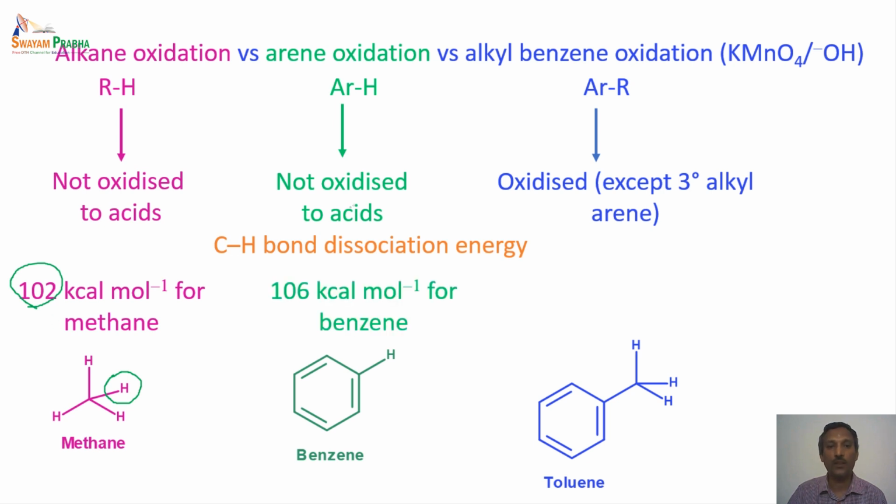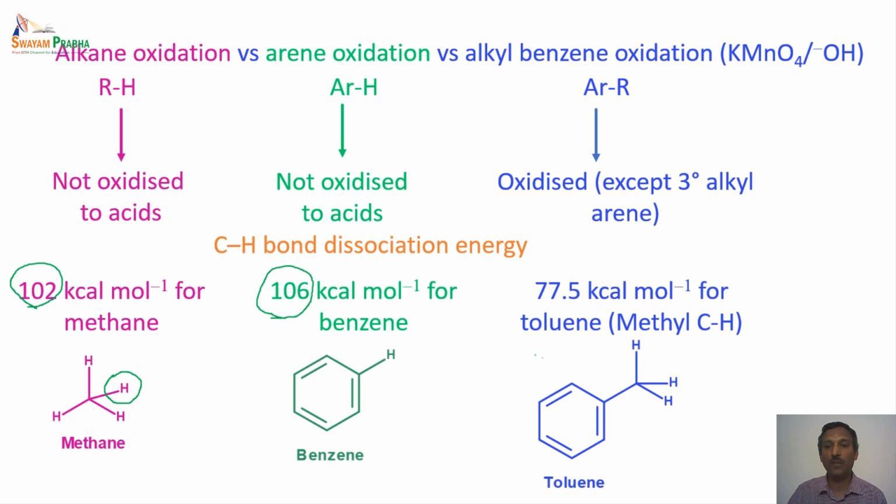And if you look at the benzene substrates, here again it has 106 kilocalories per mole. This again is much higher than the CH bond breaking energy. So benzene is also not easily oxidized. But when we talk about alkyl benzene, they have a bond energy of around 77 or 78, which is much lower than the corresponding alkane or arene CH bond energies.